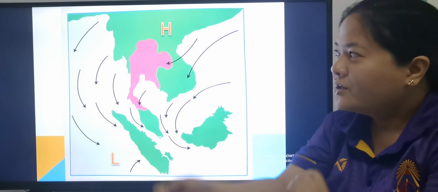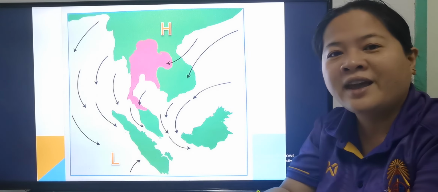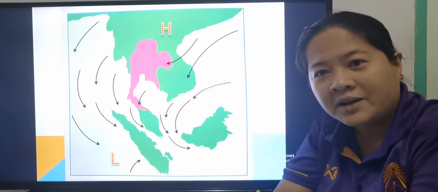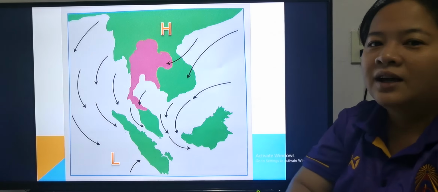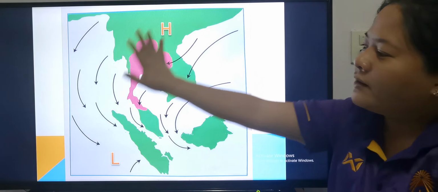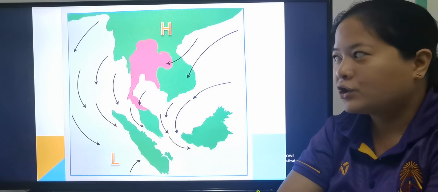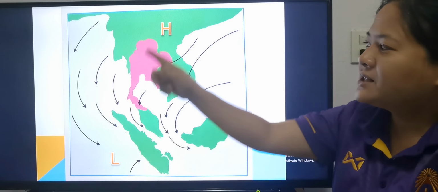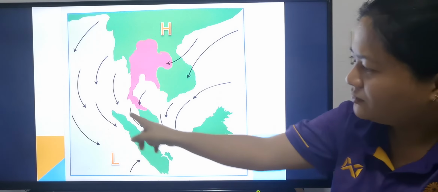It's winter, so there will be high pressure. We know that cool air sinks and it creates high pressure. So there will be high pressure in the northern hemisphere, and in the southern hemisphere there will be low pressure. Now why is it that the wind blows in this direction?